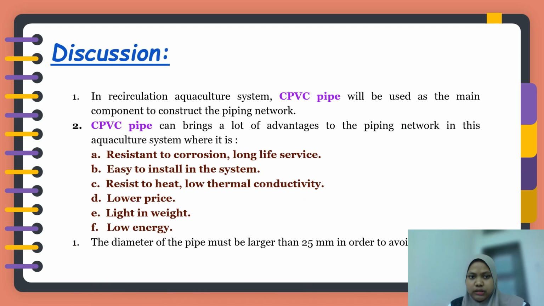In discussion, in this recirculation aquaculture system, we choose CPVC pipe as the main component to construct the piping network. This pipe brings a lot of advantages to the piping network in this system: it is resistant to corrosion, easy to install, resistant to heat, affordable, light, and has low energy. And the diameter of this pipe must be larger than 25 mm to avoid clogging.